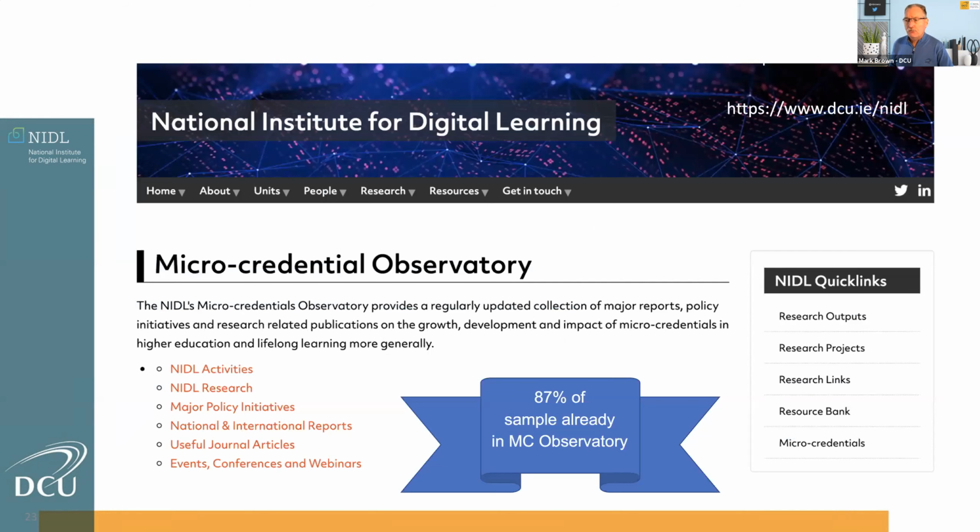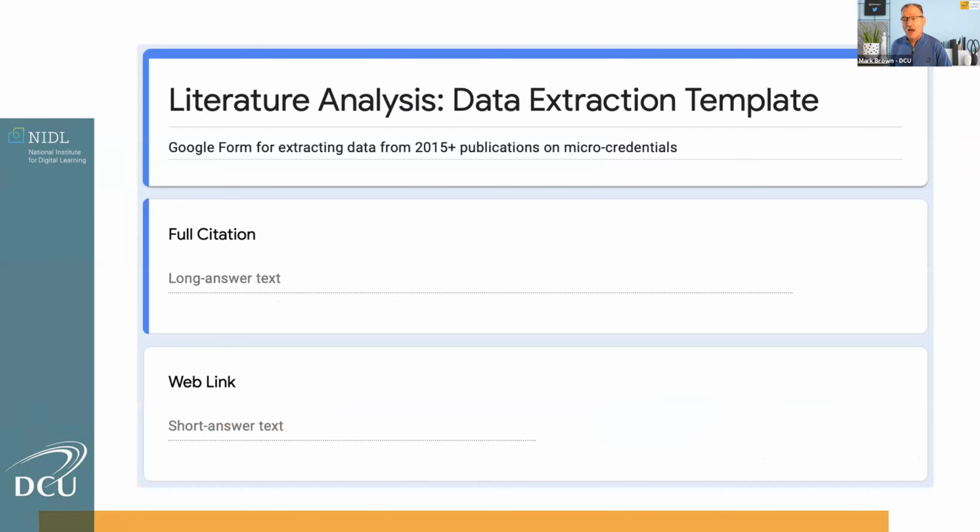The micro-credential observatory that our team actually maintains is, really interestingly, full of literature. If you're not familiar with it, I encourage you to take a look. We'll put a link in the chat box at some stage. 87% of the high relevance literature was already in the micro-credential observatory. It's just that we had to go through a sample process to find it.